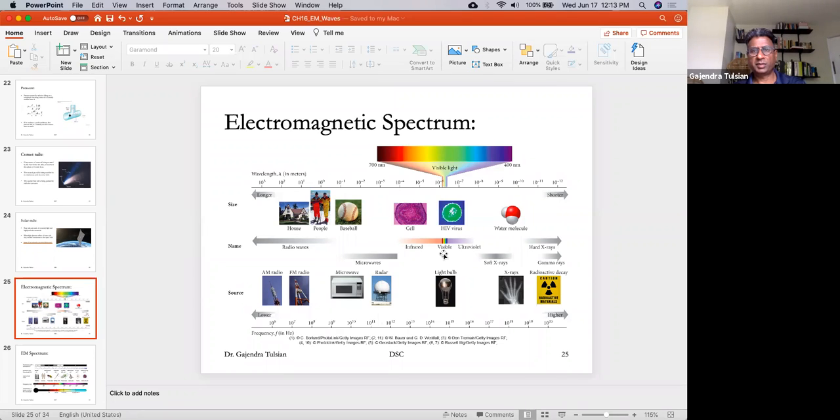Visible light that your eyes are sensitive to has a frequency of 1,000 trillion hertz, 10 to the power of 15 hertz. X-rays are 10 to the power 18 hertz. So an X-ray photon is 1,000 times more energetic than a visible photon.